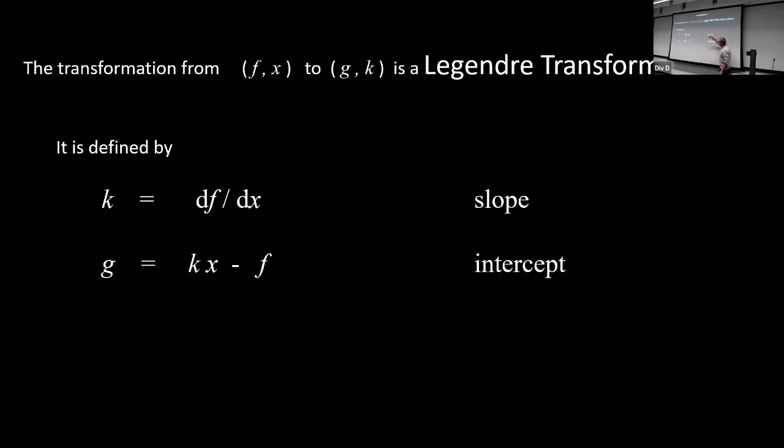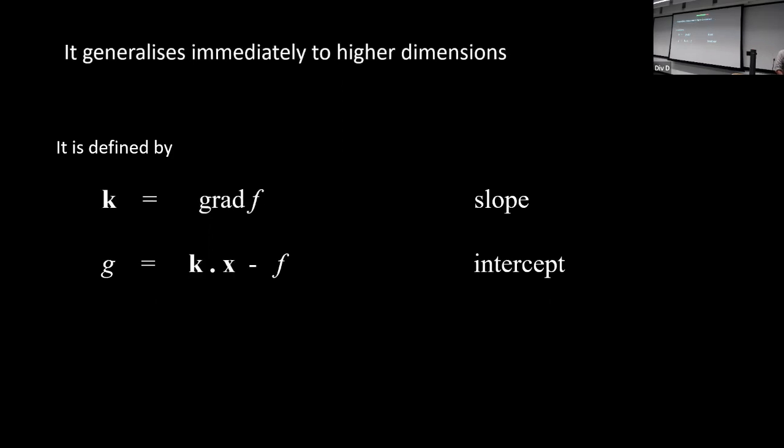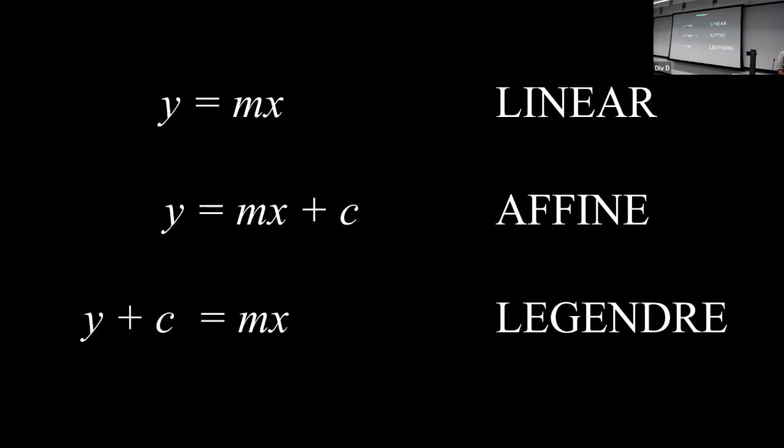And then the intercept g is given by this, because we knew that f plus g equals kx, so put the f on that side and you've got it. It's very simple mathematics. And if we go to higher dimensions, you've got k is grad f, the gradient, the slope of the function, and instead of doing k times x, you do k dot x, because you've got more coordinates, and you still subtract the scalar f, to get the intercept. So that's the maths of a Legendre transform.